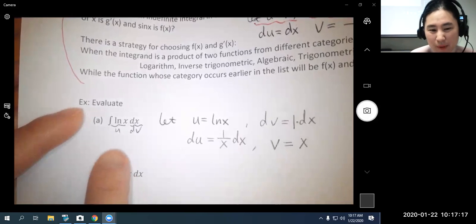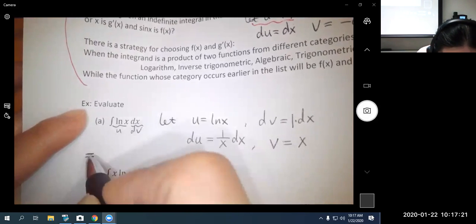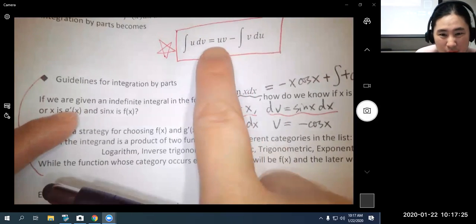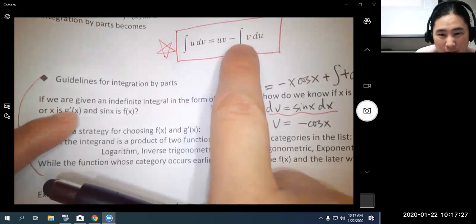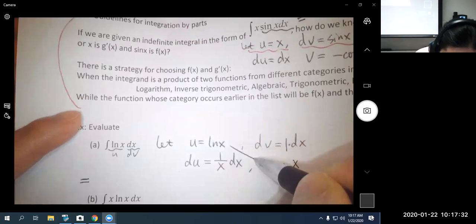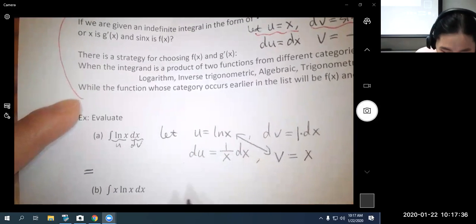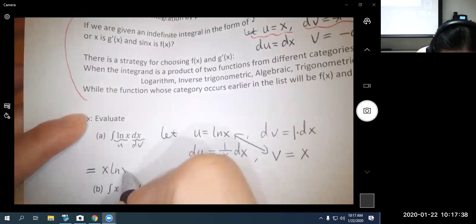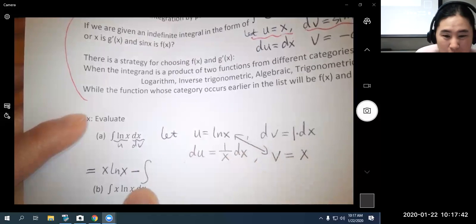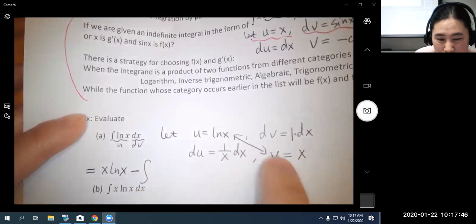Now what do we do from here? Integration by parts. Remember the formula: u times v minus the integral of v times du. So u times v, these two, we should have x times ln x minus the integral of v times du, these two.